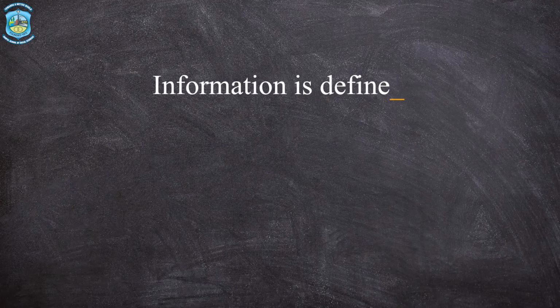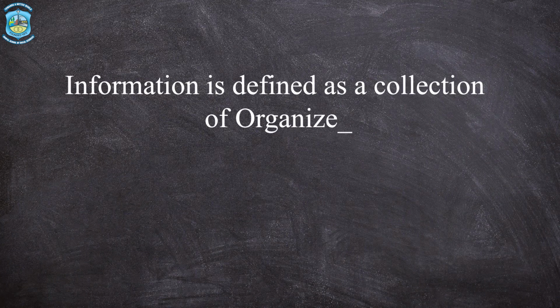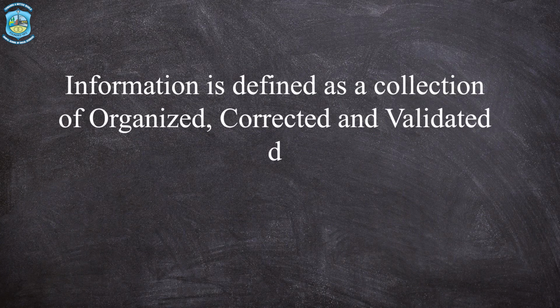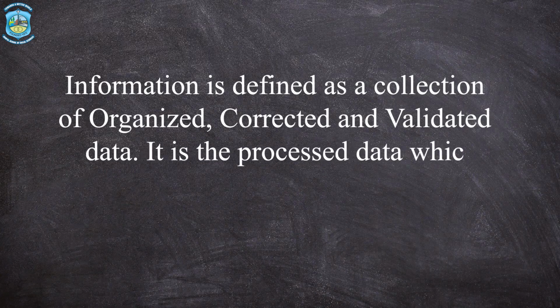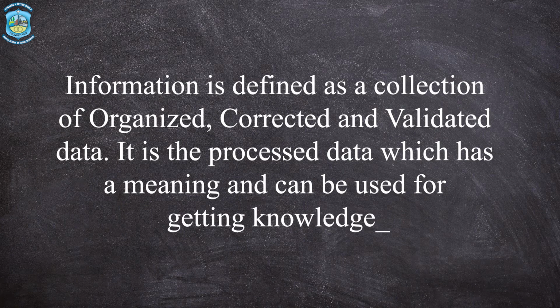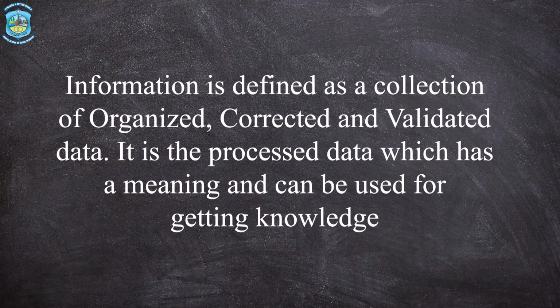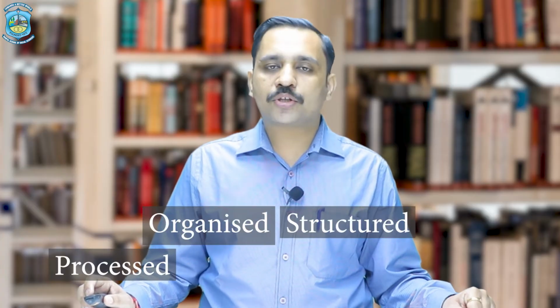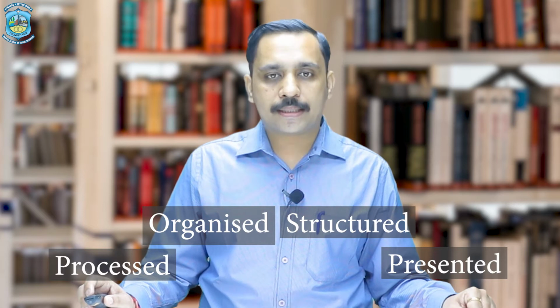Information is defined as collection of organized, corrected and validated data. That means we first organize what we have collected, we correct if some corrections are to be made, and we validate the source of the data so that whatever information we are getting after analysis of that data, we can rely upon that information. It is the processed data which has a meaning and can be used for getting the knowledge.